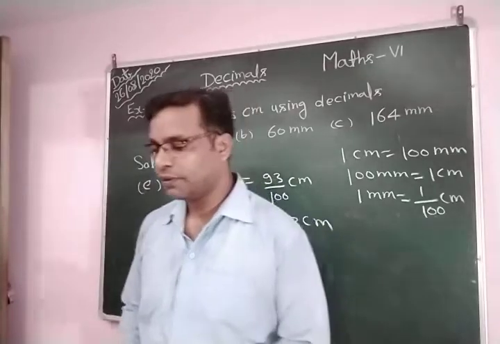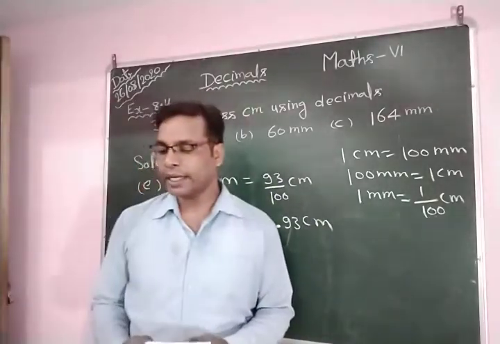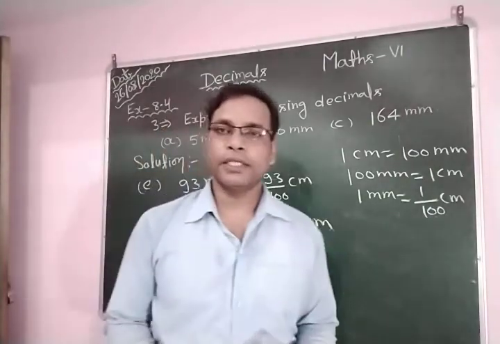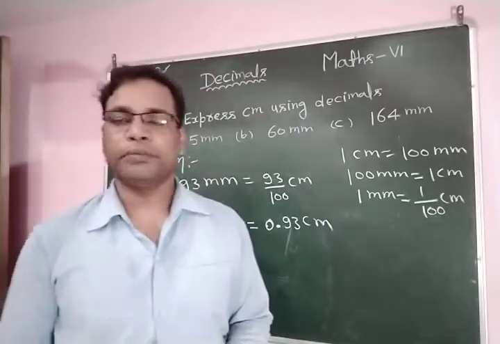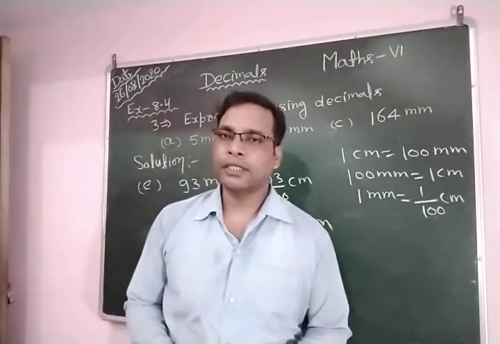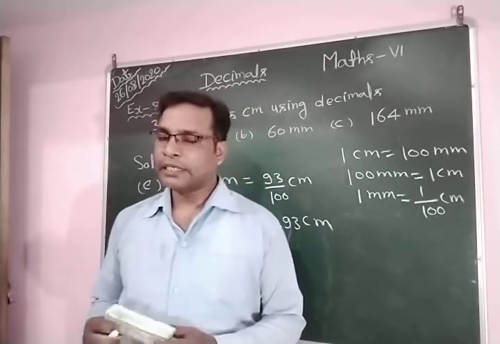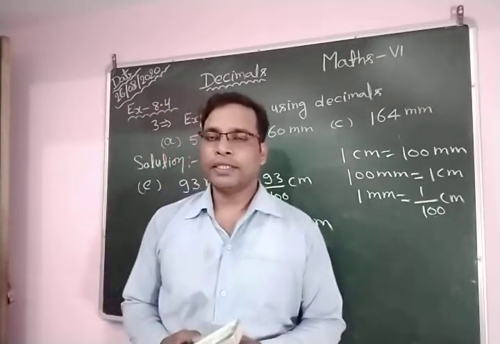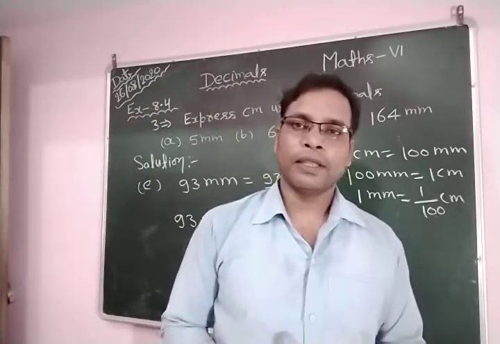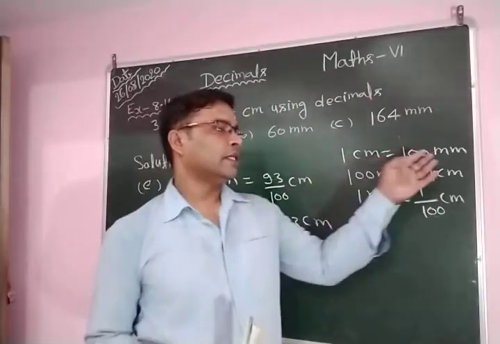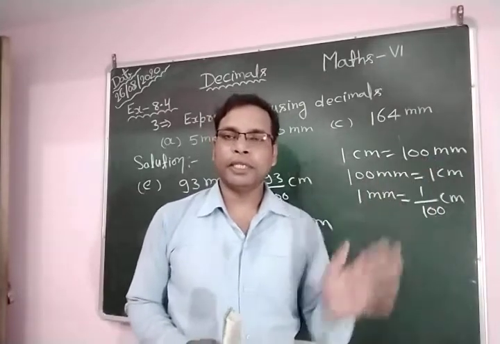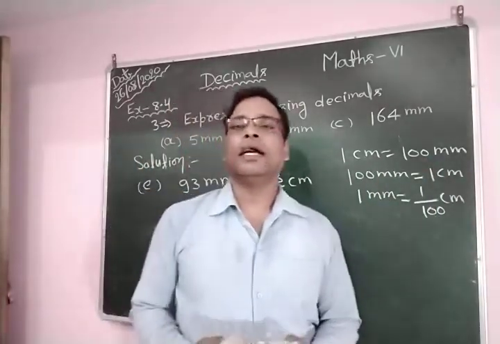Next question is question number 4. Question number 4 is: express as kilometer using decimals. So here the quantity is given in meters, and we need to express it in kilometers. For this we need to know what is the relation between kilometer and meters, such as between centimeter and millimeters. Here you can see the relation between centimeter and millimeter is that 1 centimeter is equal to 100 millimeters.